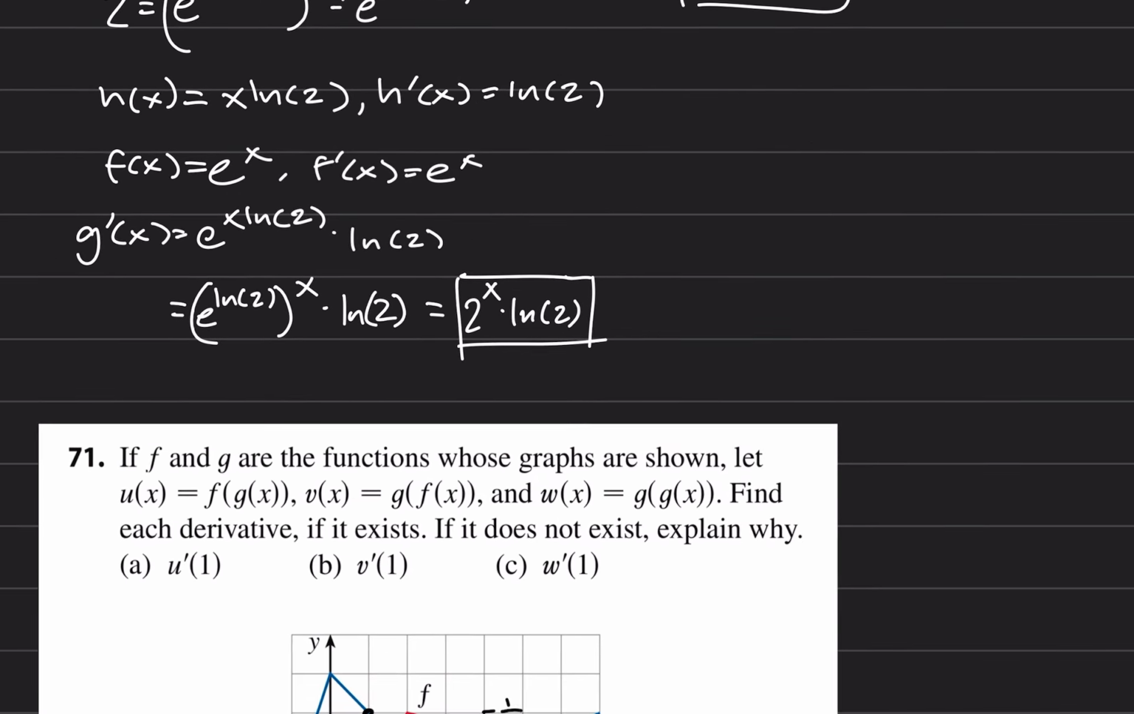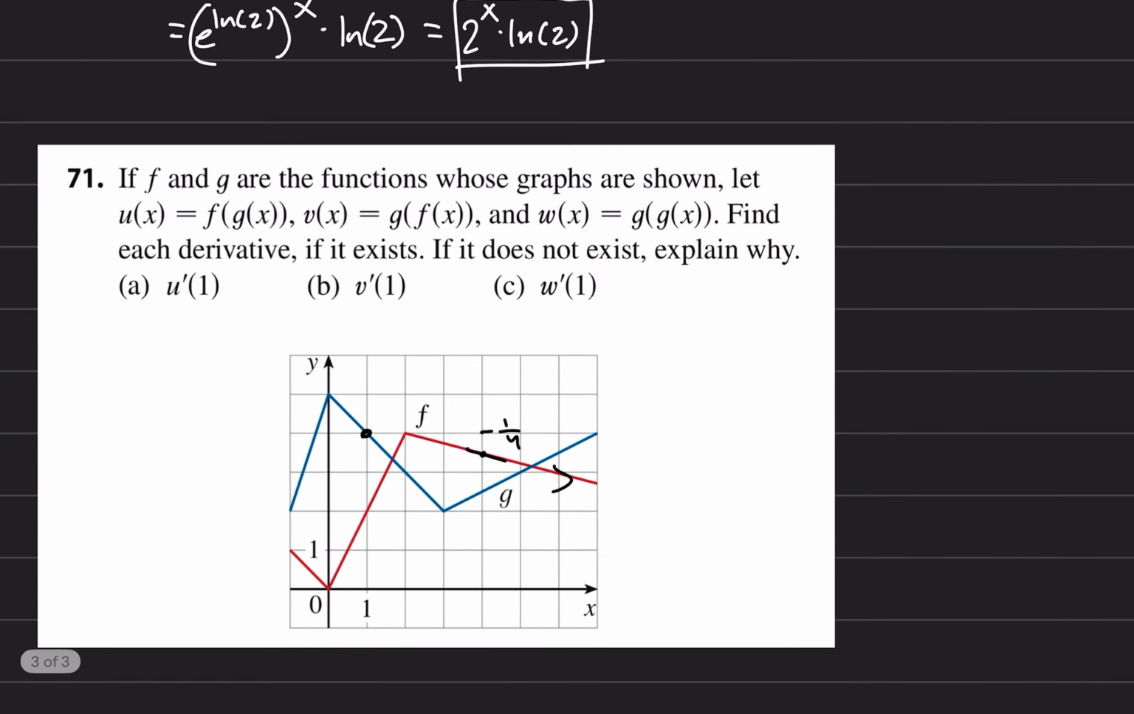Alright. So next question. I'm only going to answer part A, and then you could do parts B and C by yourself. I will also post the solution in the comments. So, let's read it. If f and g are the functions whose graphs are shown, let u of x is equal to f of g of x, v of x is equal to g of f of x, and w of x is equal to g of x.